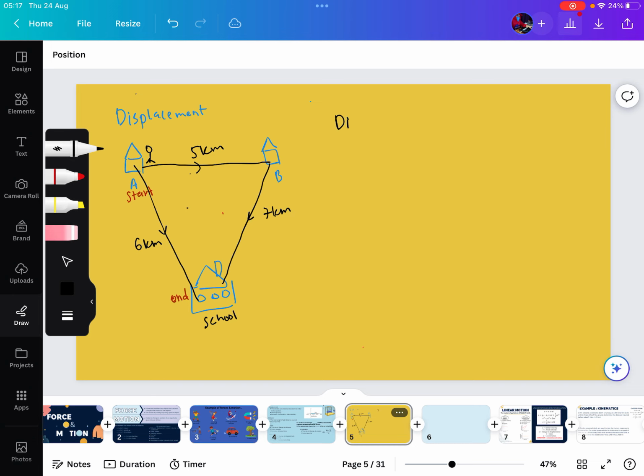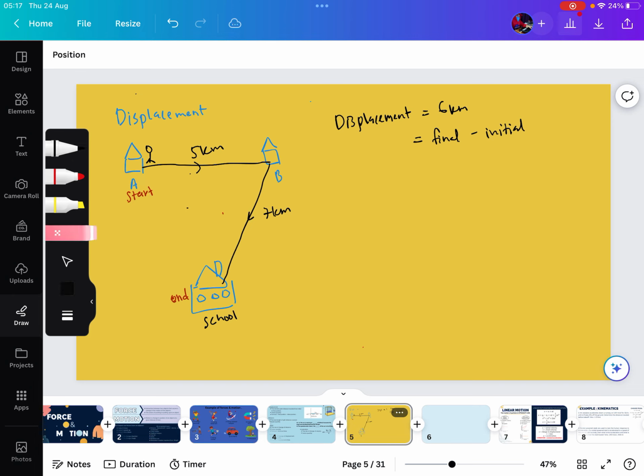So your displacement is 6 km. So that's displacement. Displacement is final position minus initial position, from the final point to the starting point. Okay, so it's very easy.